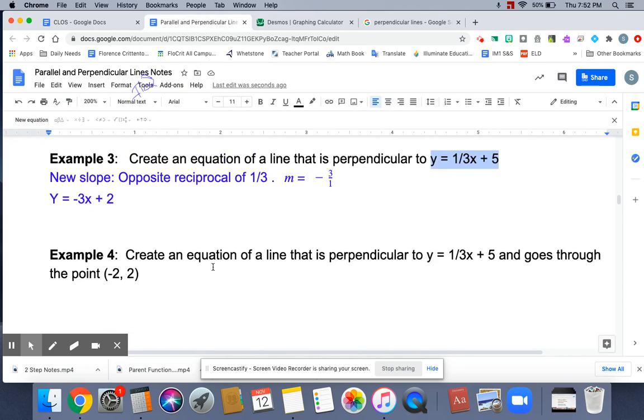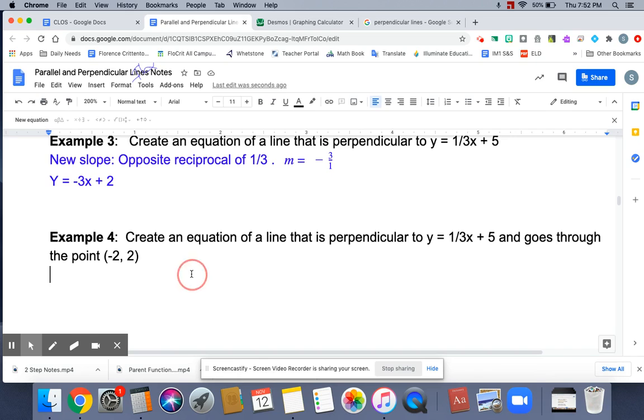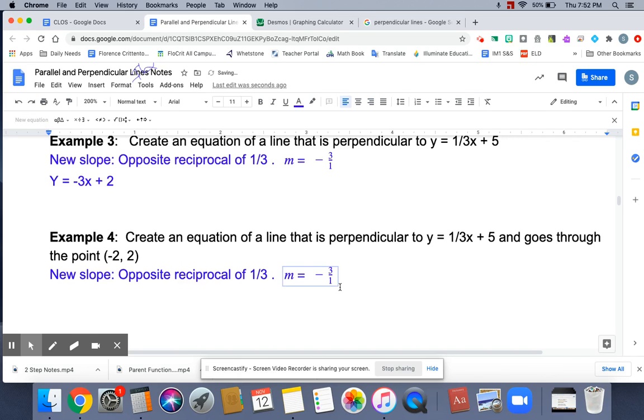The only difference is that sometimes they might give you a point it goes through, which means, first of all, it's the same equation. It's still 1/3 x plus 5, which means the new slope is still the opposite reciprocal of 1/3, which means it's still going to be -3 divided by 1, which is just -3. But now I have to solve for a specific b. I just can't pick one like up here because I have to make sure it goes through the point -2, 2, which means when x is -2, it has to equal 2.